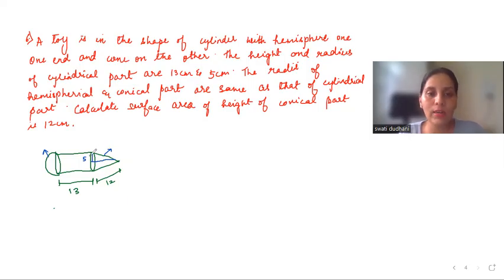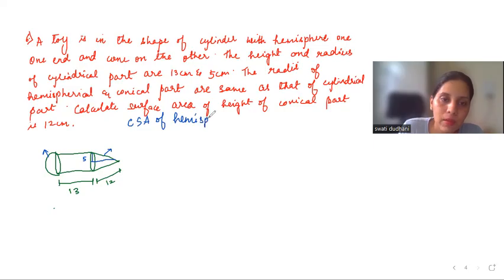What do we need to calculate? Surface area. So let us find individually. Firstly, the curved surface area of the hemisphere. What is the curved surface area of a hemisphere? 2 pi r squared. So 2 into pi into radius 5 squared. 5 squared is 25, into 2, 50 pi.